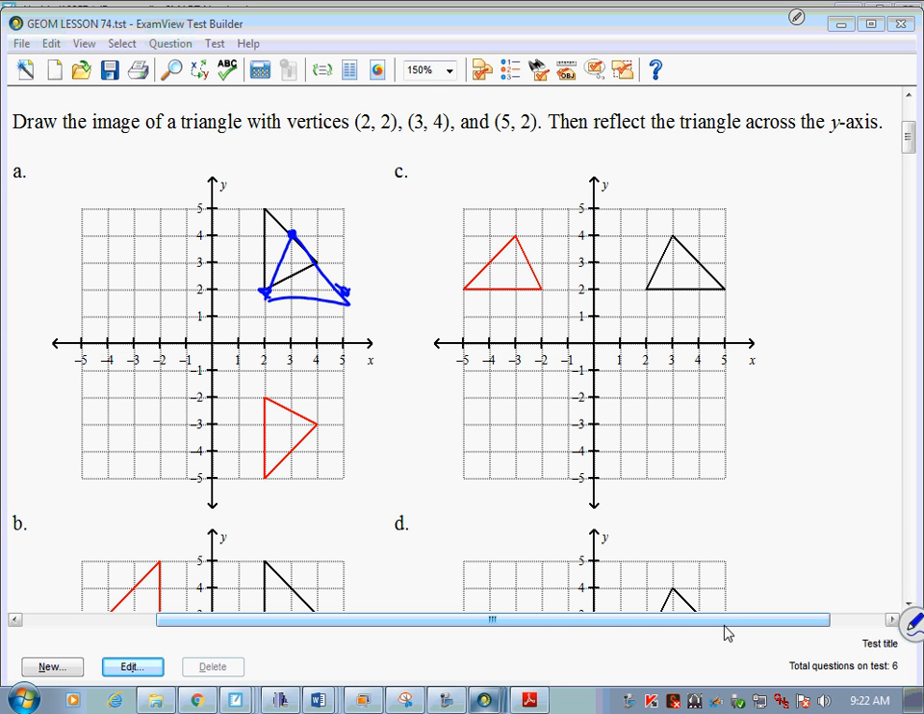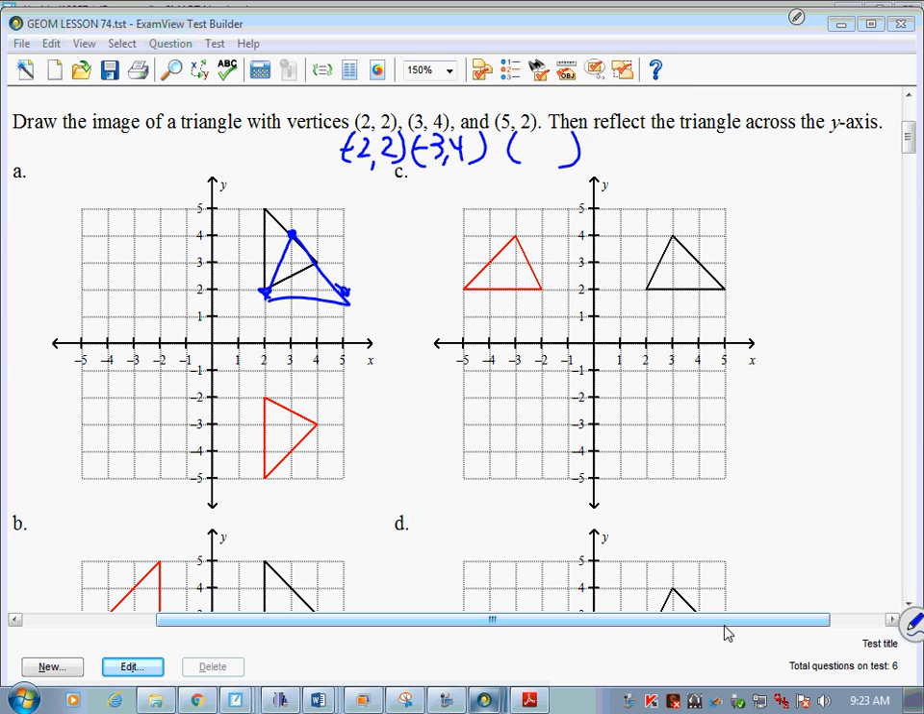A is obviously wrong. But does it look like C's pre-image is correct? C's pre-image is correct, and we want to reflect across the y-axis. So we're looking at each of these individual points. Now, if I keep in mind reflecting across the y-axis, we should be able to write what those coordinates are going to be. Remember, when I reflect across the y-axis, the x becomes the opposite, and y stays the same, right? So what should the coordinates of 2, 2 become? Negative 2, 2.